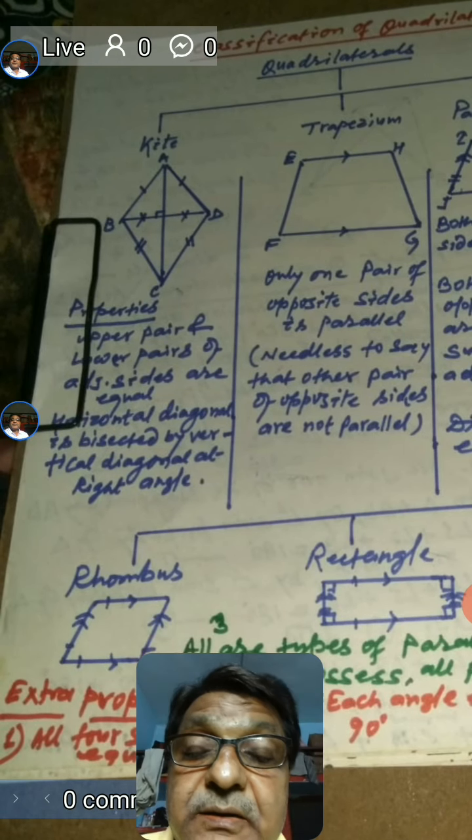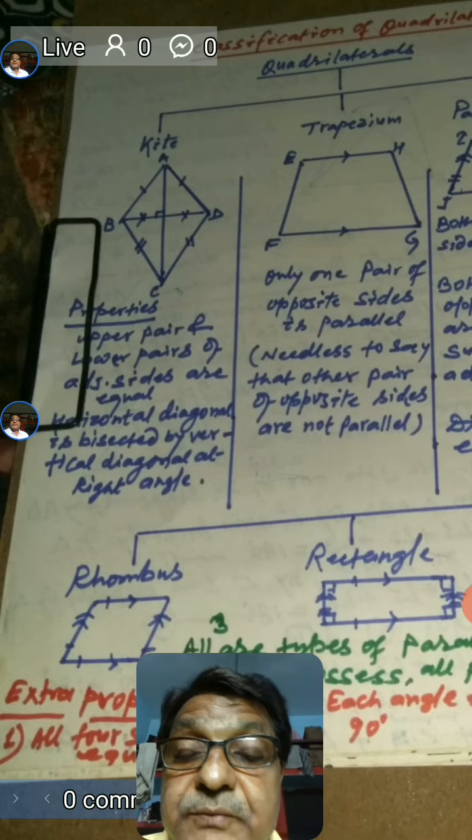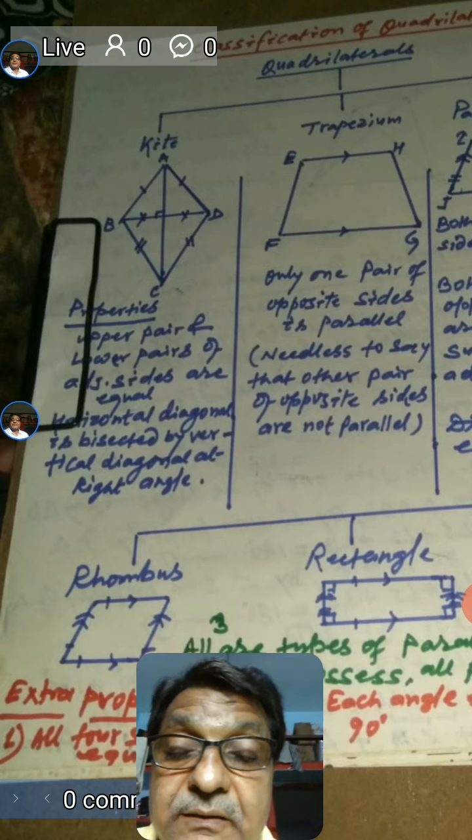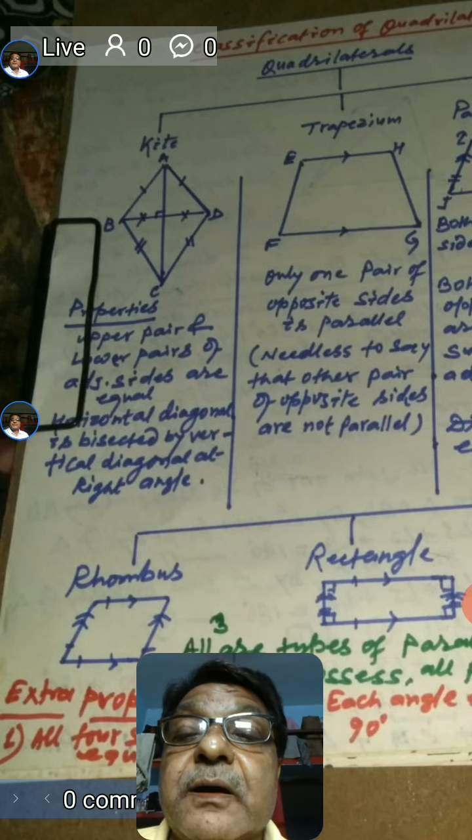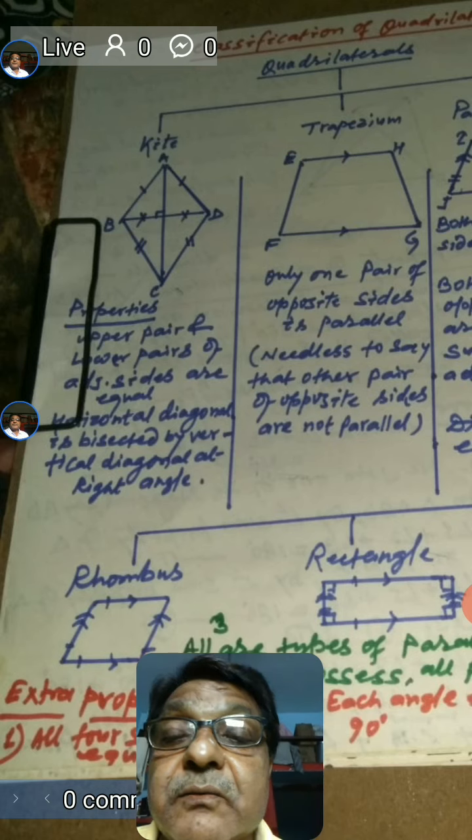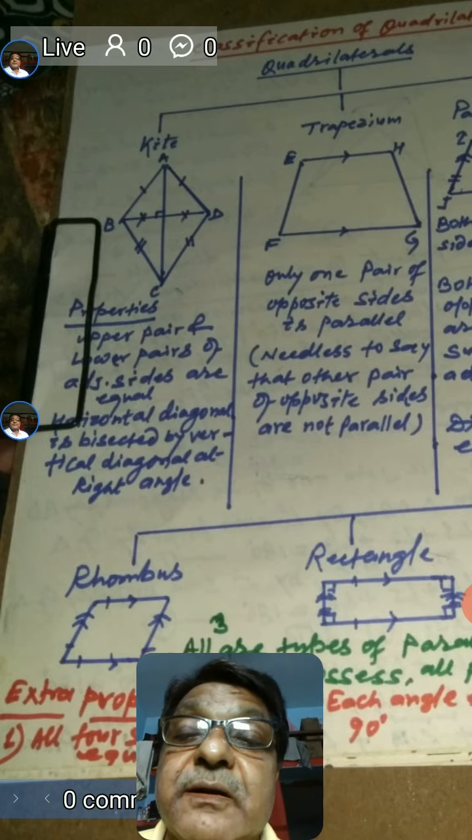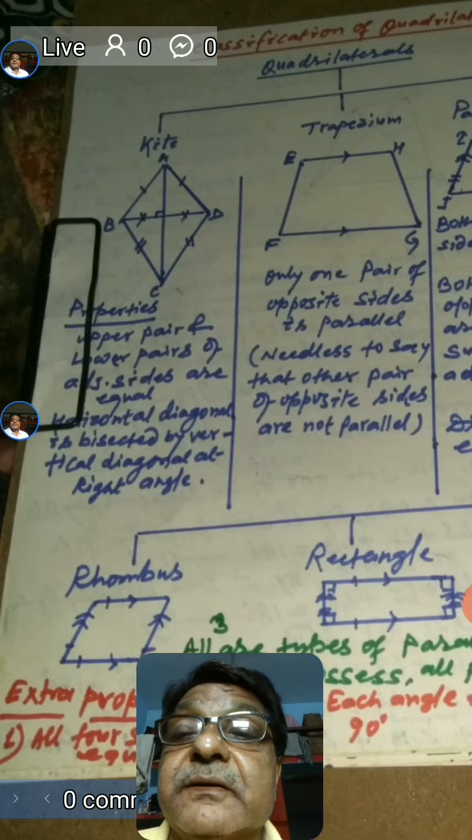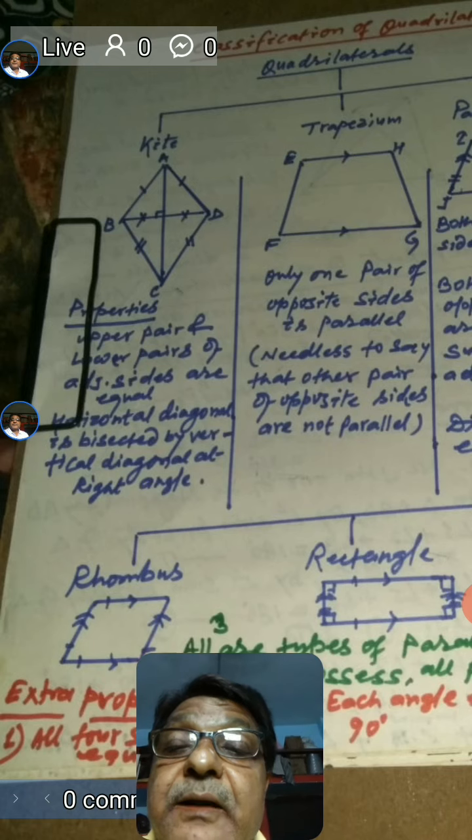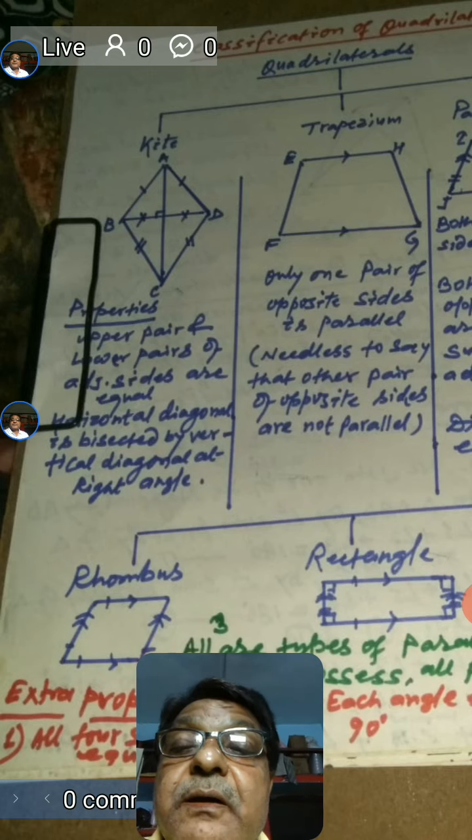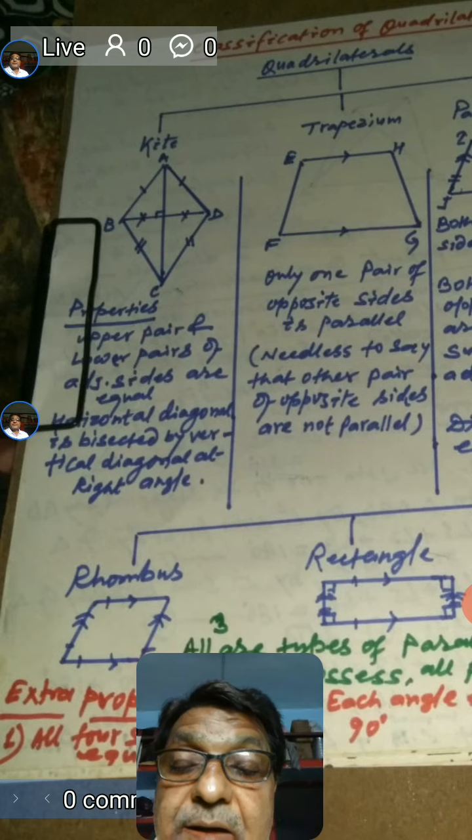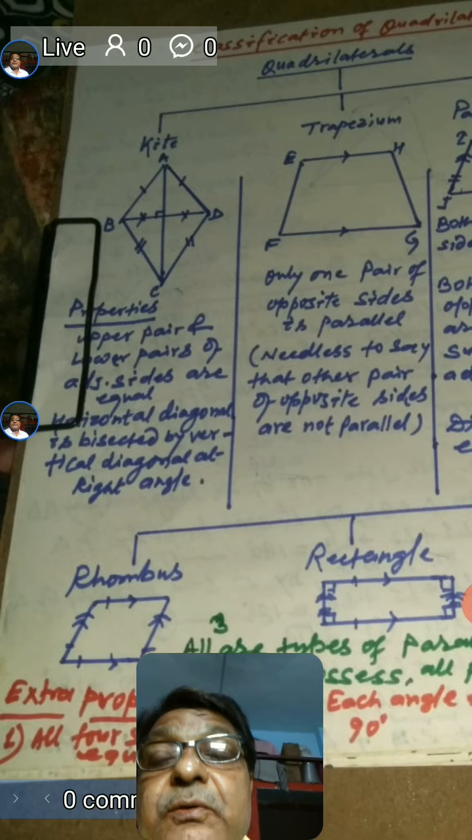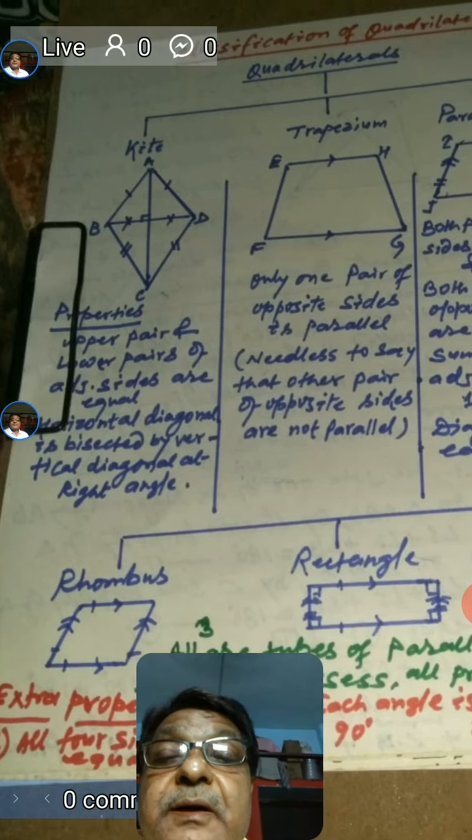In case of kite, it is also a four-sided closed figure, that is a polygon of four sides, that is a quadrilateral. But here the property is the upper two adjacent sides are equal and the below two adjacent sides are equal. Another point is that its horizontal diagonal is bisected by the vertical diagonal at right angle. So these are two main properties of a kite.